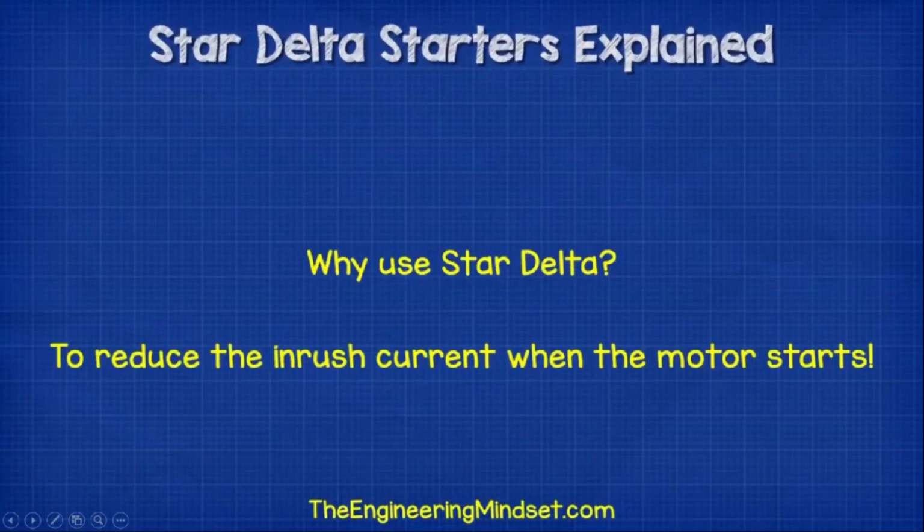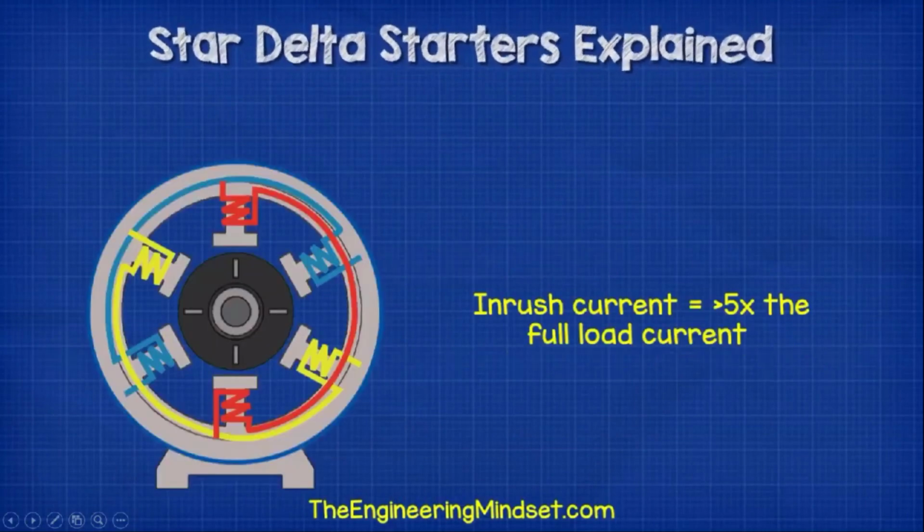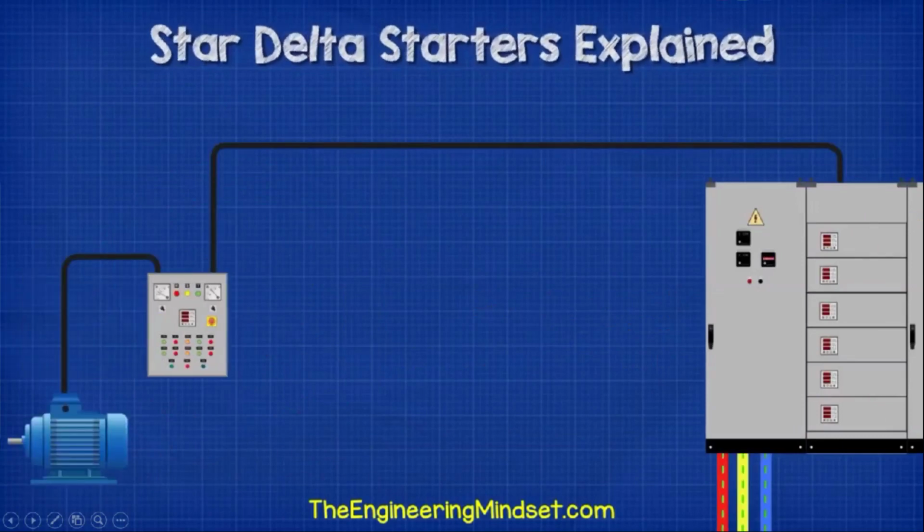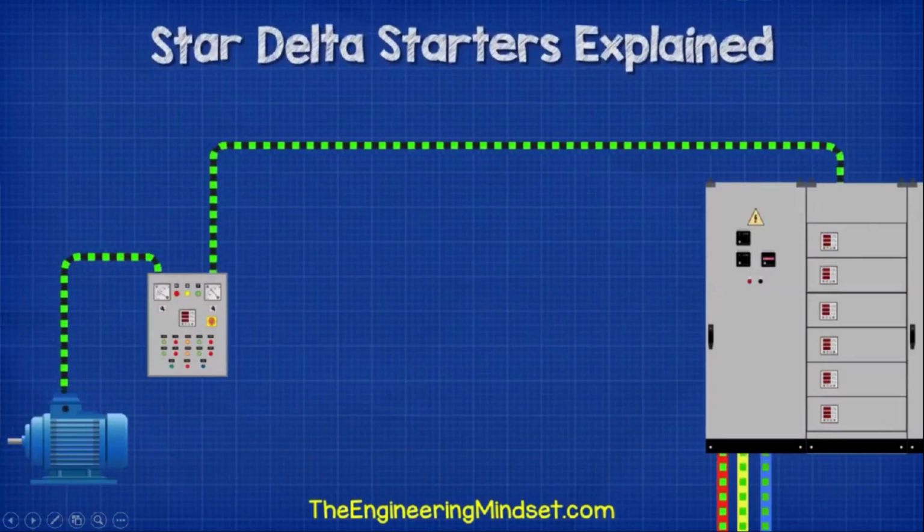We use the star delta starter to reduce the inrush current when the motor starts. When a large induction motor starts in delta, their starting current can be over 5 times higher than the full load current which occurs when the motor stabilizes and runs normally. This huge surge in current will cause lots of problems. The building's electrical system will be hit by this sudden large demand.